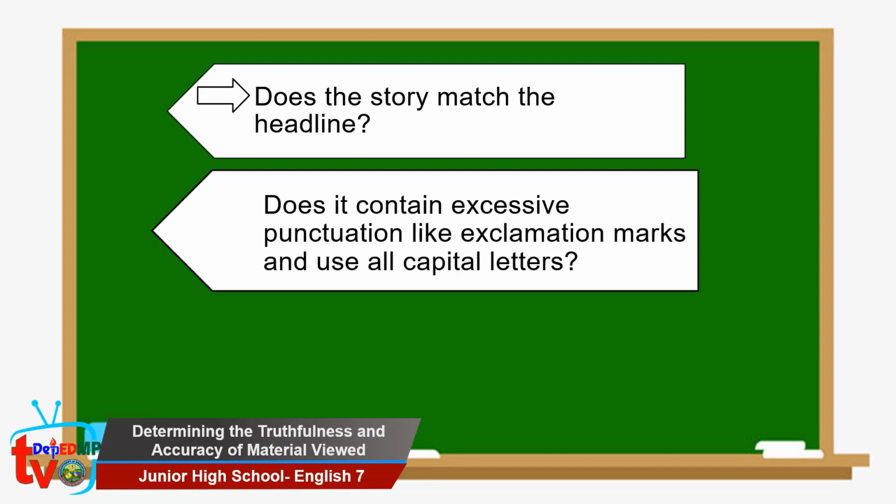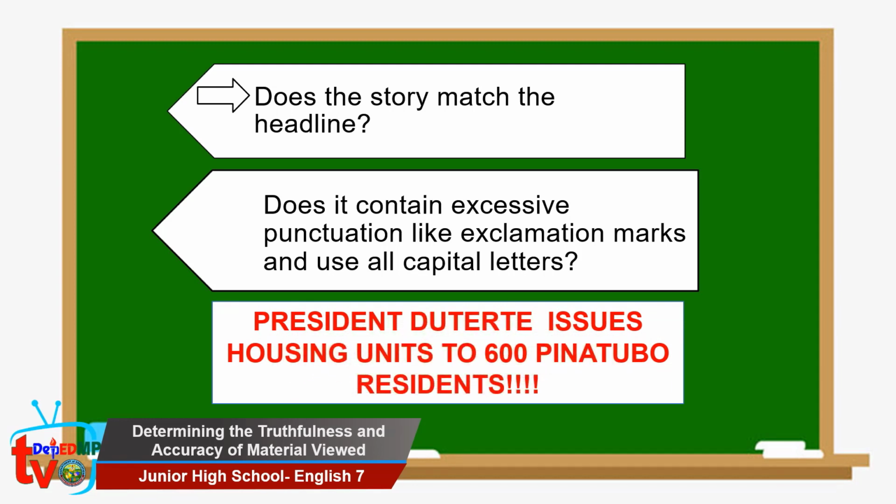Number 2. Does it contain excessive punctuation like exclamation marks and use all capital letters? Look at the example below. President Duterte issues housing units to 600 Pinatubos residents. This is really good news. But is this believable? It gives an exact figure, but all are in capital letters and with big punctuations, so this is unreliable.